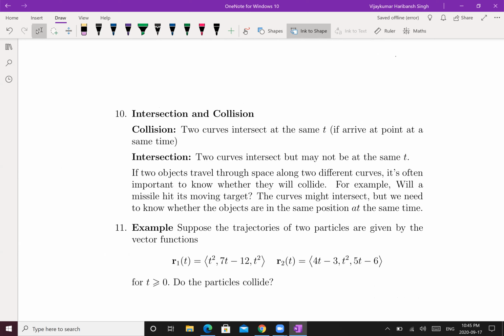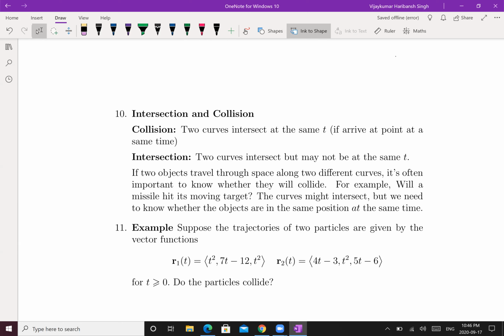One of the interesting applications is the following. Suppose you are interested to know if two curves are there, does their path cross? And if their path crosses, does it cross at the same time? If it crosses at the same time, then we have a collision because both the particles will be at the same point and then they may collide. And intersect means their paths intersect, but it may not be at the same time.